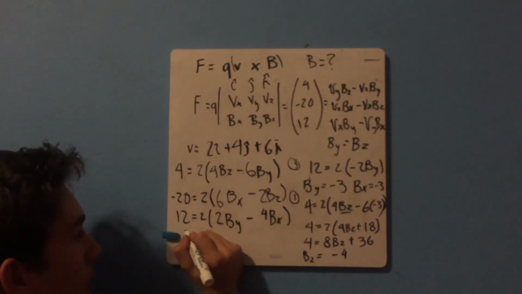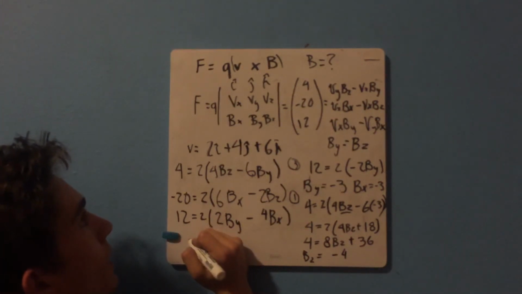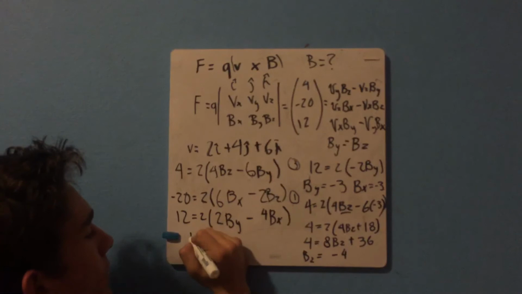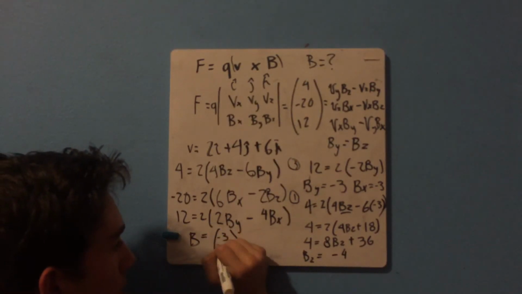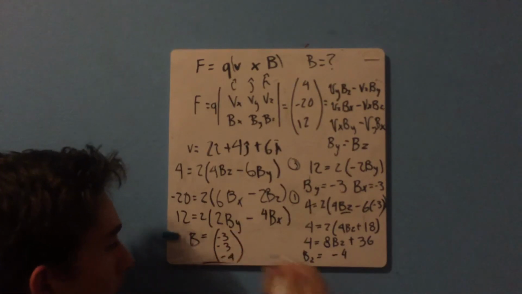So we already got that our vector b is composed of the following: minus 3, minus 3, and minus 4. There we go.